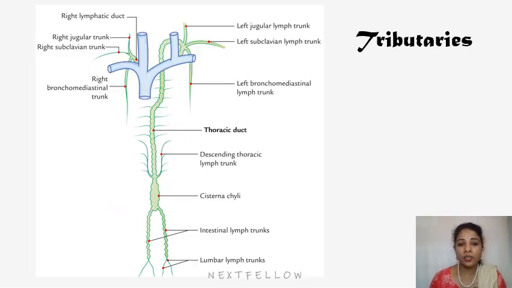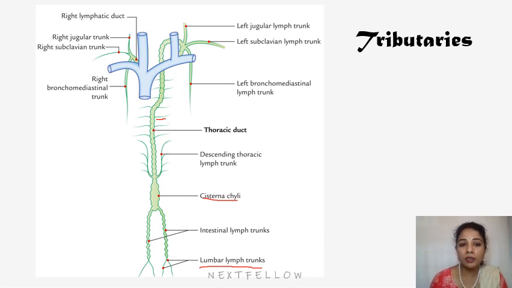So tributaries of the thoracic duct. Bilaterally, you can see these are the lumbar lymph trunks which open into the cisterna chyli. Cisterna chyli continues as the thoracic duct, and then it receives the intercostal ducts we can see here, which in the lower intercostal spaces convey the lymph from spaces 6 to 11, and the upper left intercostal lymph trunk, which conveys lymph from the left upper intercostal spaces 1 to 5.